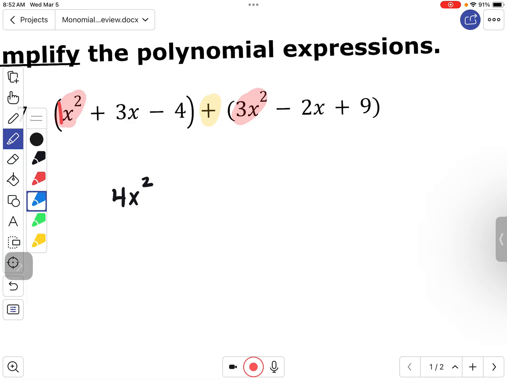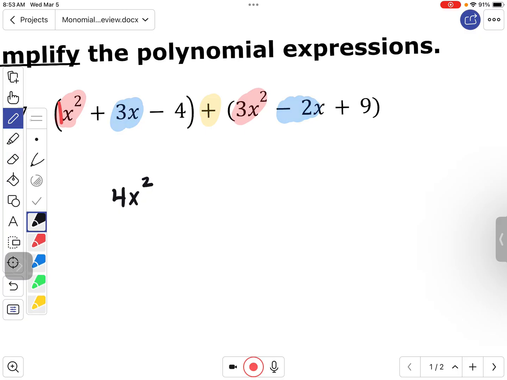Now I'm going to want to do my x's. So I have 3x, and it says plus in the middle, but in front of this other one, it's a minus. So I'm going to say 3x, I can do it one of two ways. 3x plus negative 2x, or I could say 3x minus 2x. I'm going to say minus 2x, and I get a positive 1x.